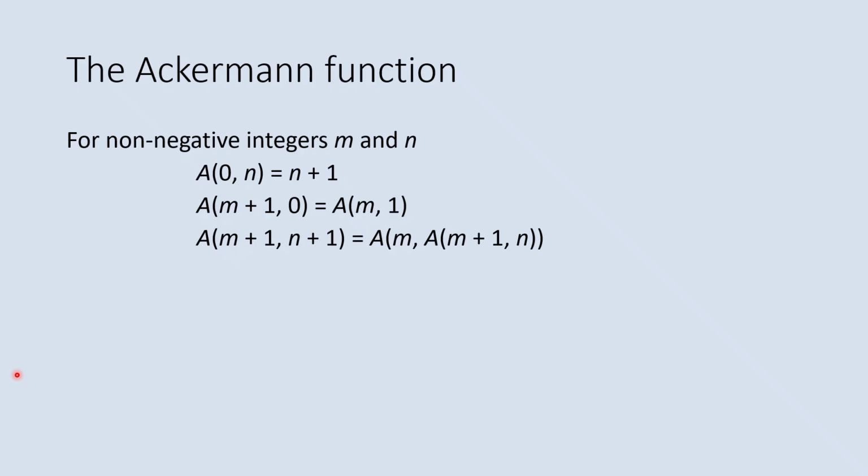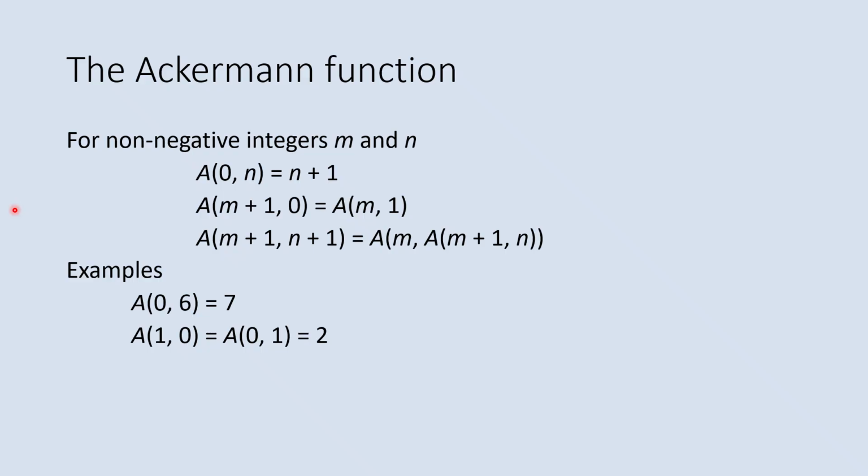So let's take a look at some actual numerical examples to see how this function will work. If we had, say, A of 0, 6, well, that fits the first row, and all we do is add 1 to the second entry, and we have A of 0, 6 is 7. Straightforward calculation, no additional function calls.